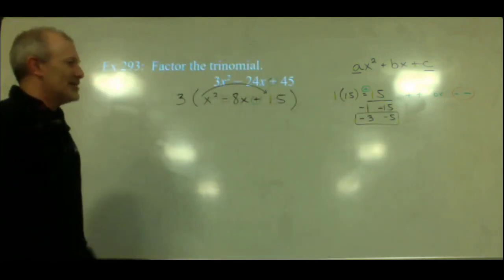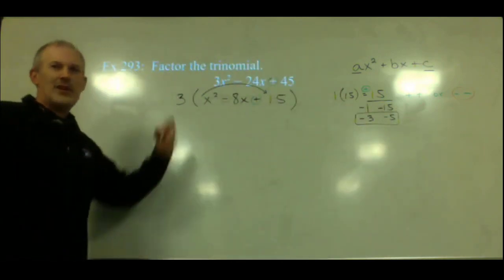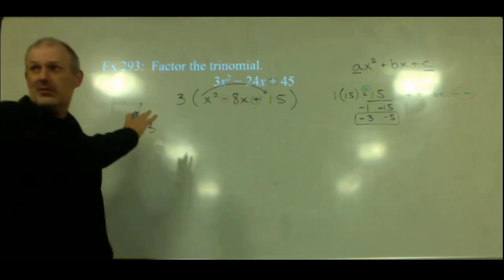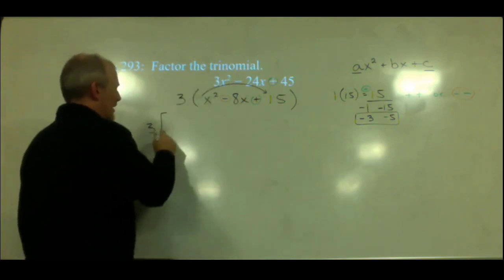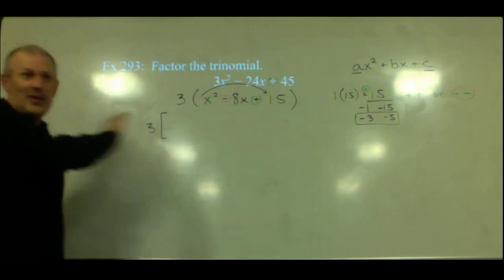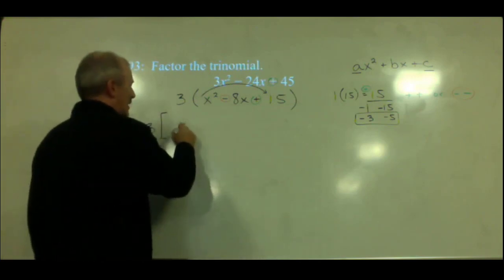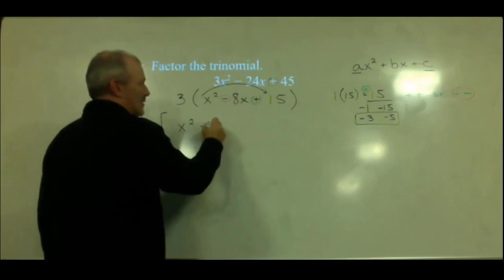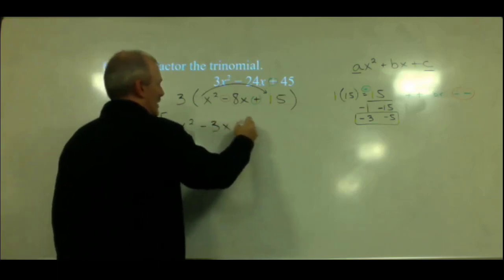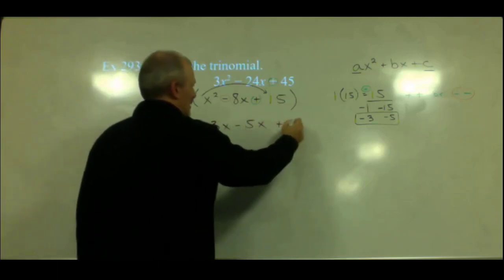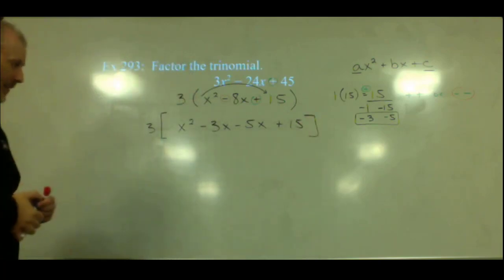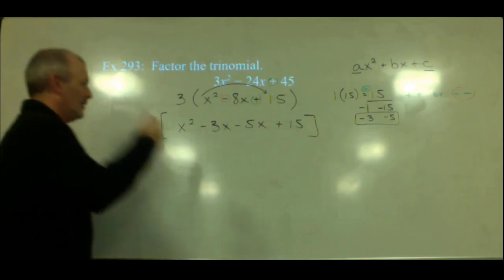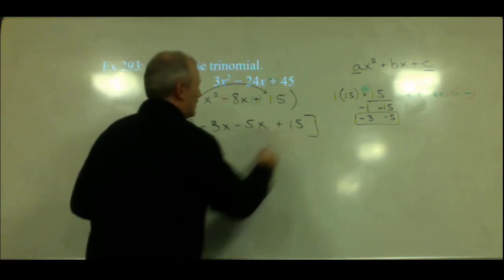Now here's where it gets a little bit tricky because of this 3 sitting here. Basically what you want to do is put the 3 out here and just leave it alone, and work with the rest of this. So I'm going to use brackets just to emphasize the 3 is still here, but we're not going to do anything with it right now. So we've got x squared minus 3x minus 5x plus 15. And we still factor by grouping.